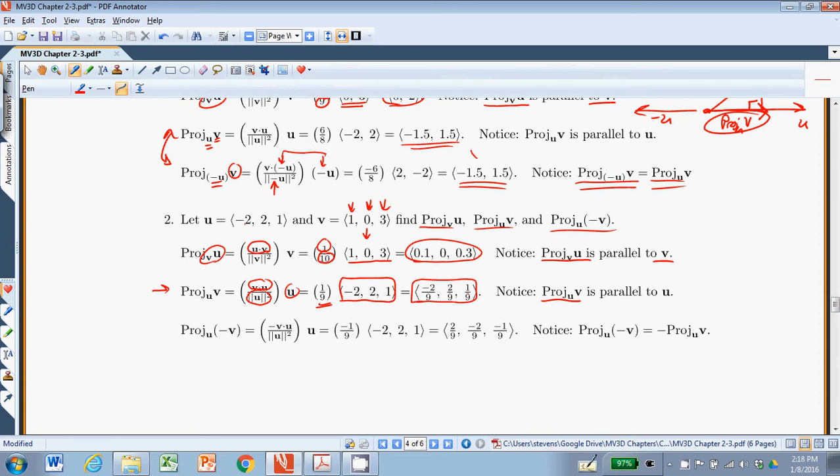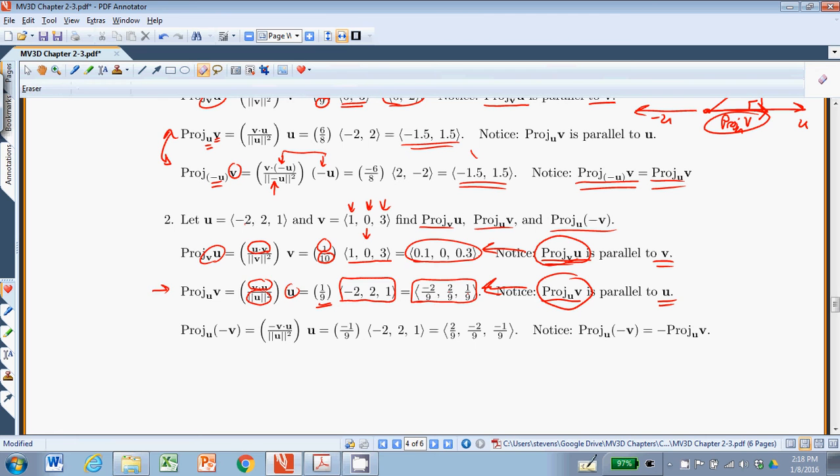Projection of v onto u is parallel to u. I guess the other important thing to notice, though, is that the projection of u onto v is not the same as the projection of v onto u. You can't switch their roles. They result in very different vectors.